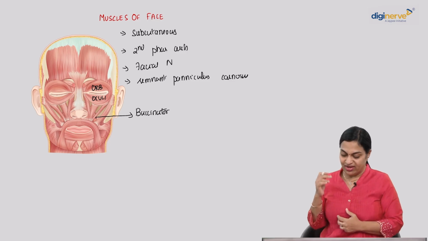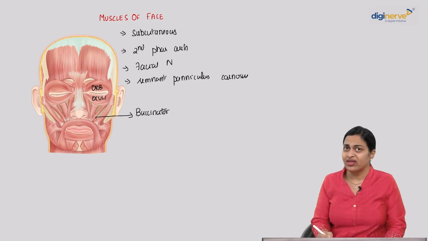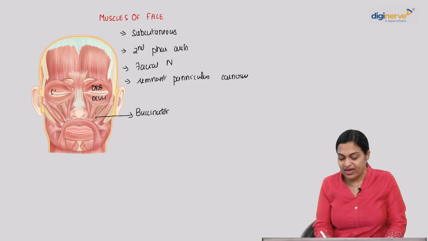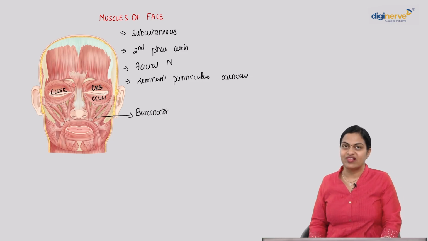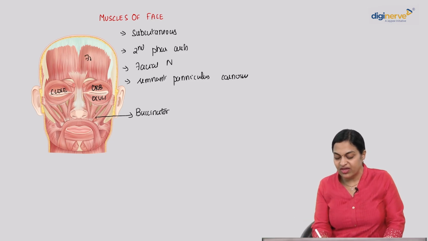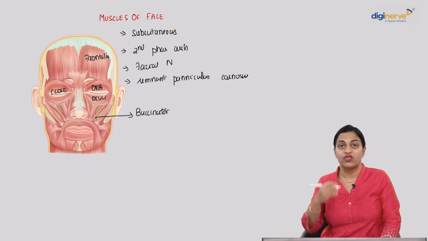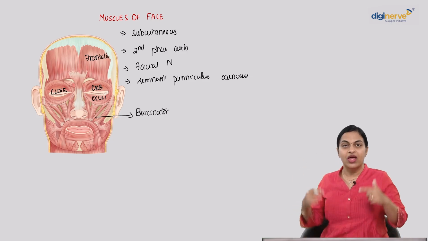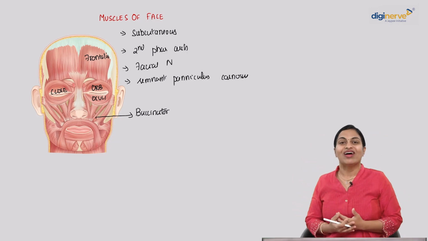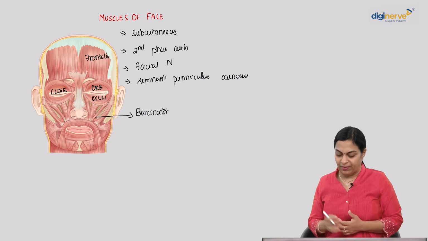answer. Right. So the orbicularis oculi, can you tell me what is its action? It helps to close the eyes. And this is the frontal belly of occipitofrontalis, the frontalis muscle, which is responsible for producing the transverse wrinkles over the forehead.